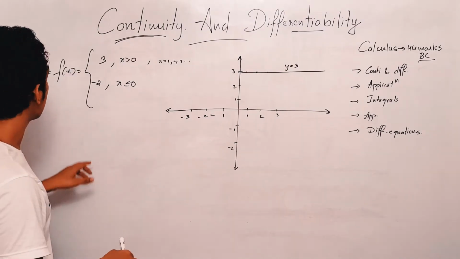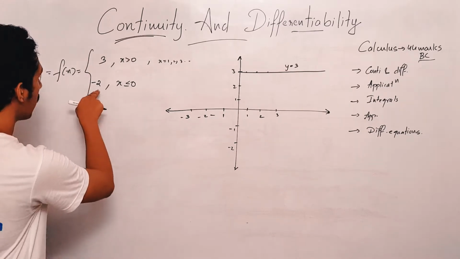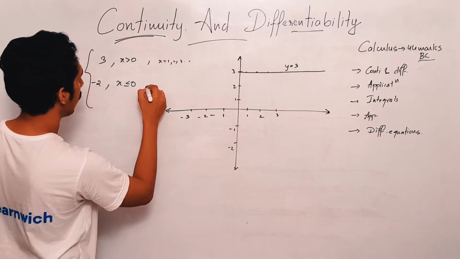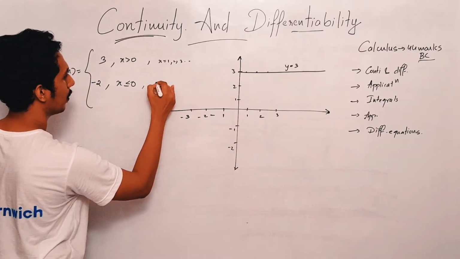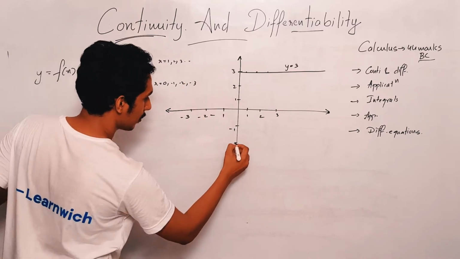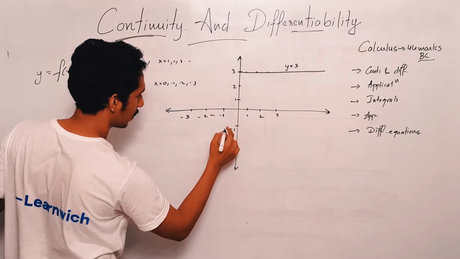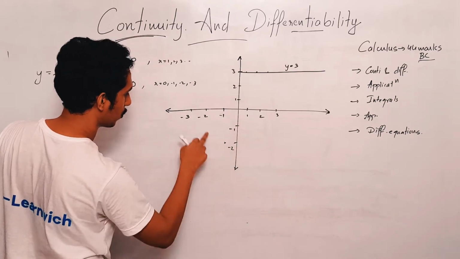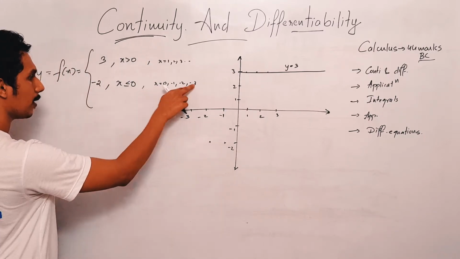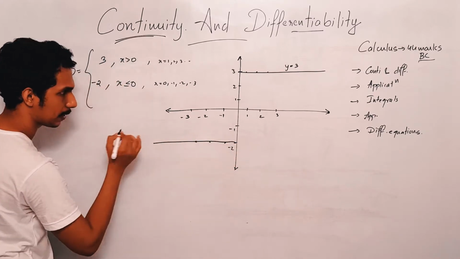For the second condition, for x less than or equal to 0, what are the values that are coming? It is minus 2. It starts from here. X can take values such as minus 1, minus 2, minus 3, etc. When x is equal to minus 1, it is minus 2. When x is equal to minus 2 also, it is minus 2. When x is equal to minus 3 also, it is minus 2, and so on. So this is a graph like this.